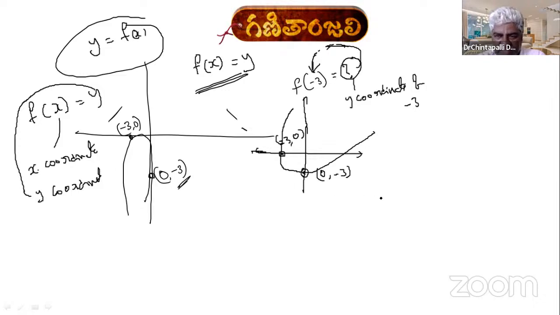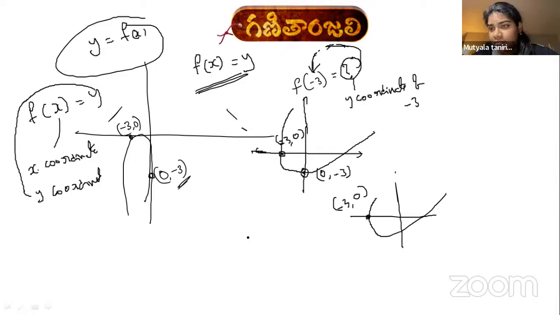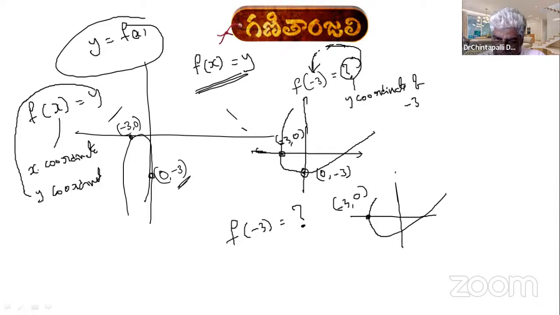As we said, there is a curve passing through the point whose coordinates are -3, 0. And the value of f of -3 is asked. So this should be the y coordinate of -3. This is -3, its y coordinate is 0. Yes, sir. So it should be 0.